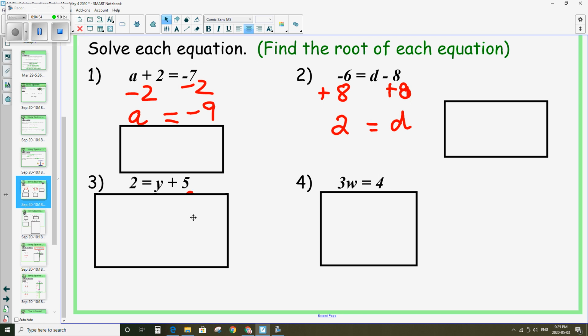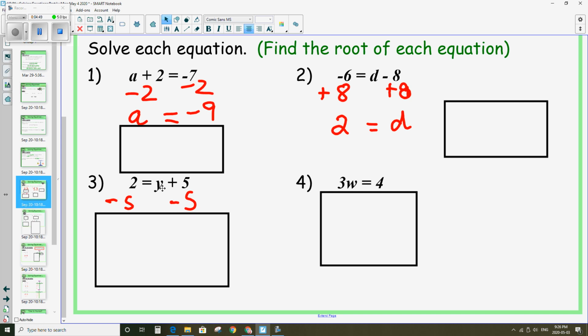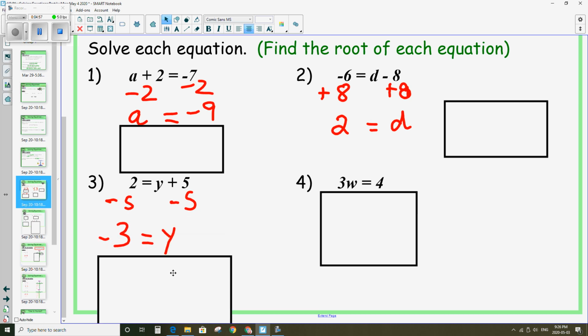Number 3, the y is on the right-hand side, it's +5. The opposite of adding 5 is subtracting 5. We're always trying to get rid of the number that is on the same side as the letter. So I'm going to subtract 5 from both sides. Now on the right I'll have y by itself, and on the left side we have 2 subtract 5, which is -3.